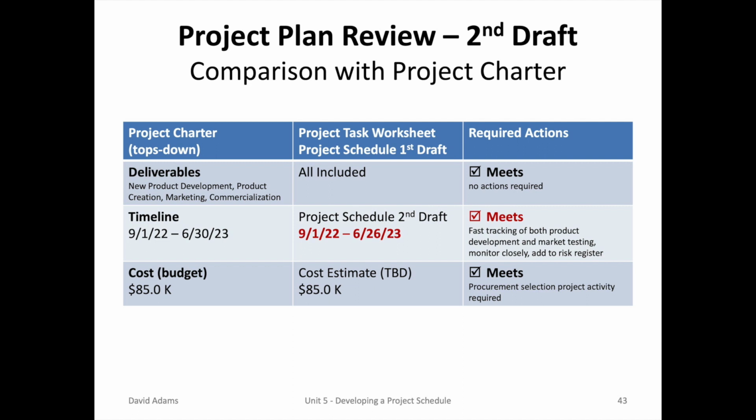The project manager needs to do a project plan review with the second draft to compare with the project charter. The deliverables, all are included. Timeline, the second draft meets the schedule. Note that there is fast tracking, and that's going to be something to monitor closely and most likely to add to the risk register, which we'll cover in the next unit. And the cost budget still remains the same. So you have it meets deliverables, meets the timeline, and meets the cost. The exercise has been completed successfully.